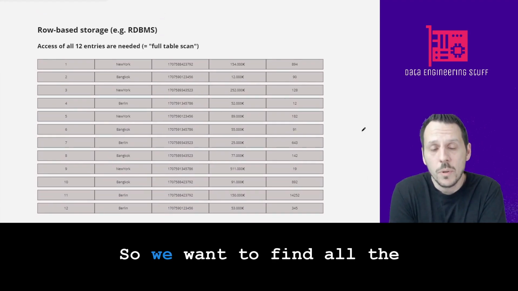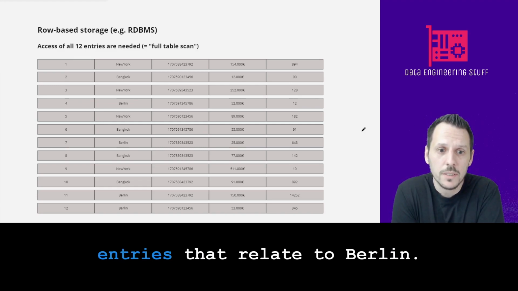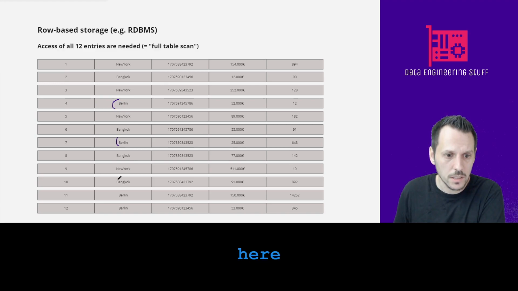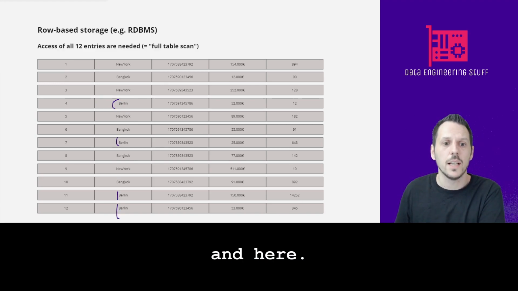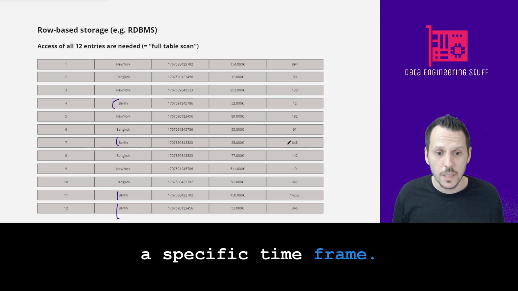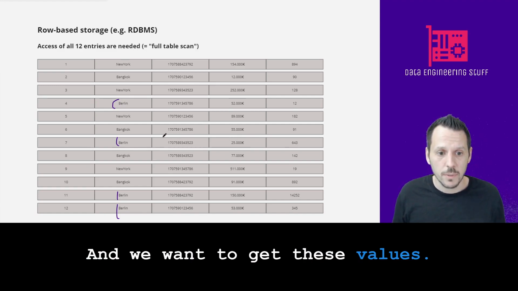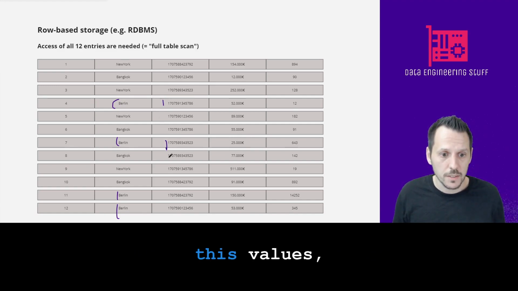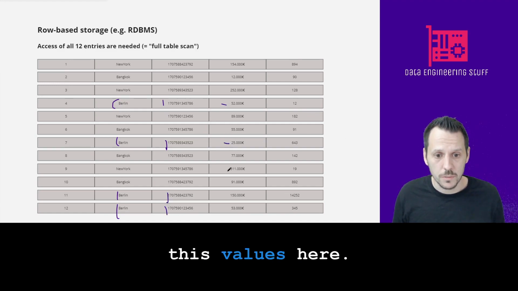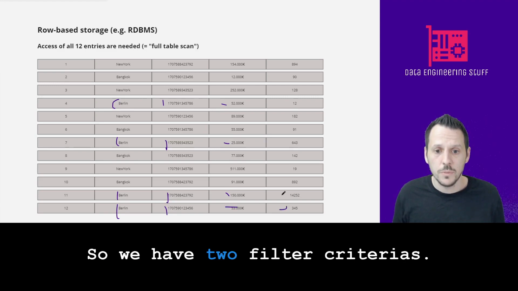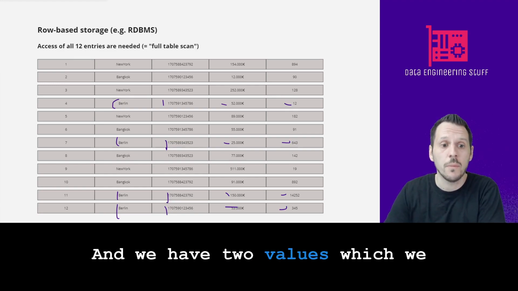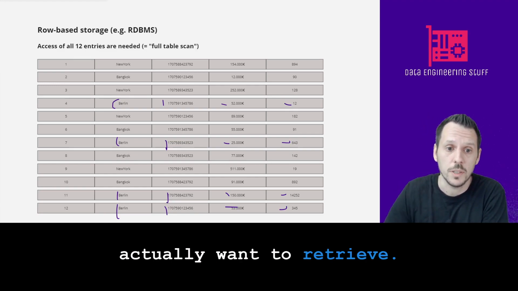So we want to find all the entries that relate to Berlin. So it's here, here, here, and here. And we want them to be in a specific time frame. And we want to get these values. So we want to filter on this value, this value, this value, and this value. And we want to get these values here. So we have two filter criteria and we have two values which we actually want to retrieve.